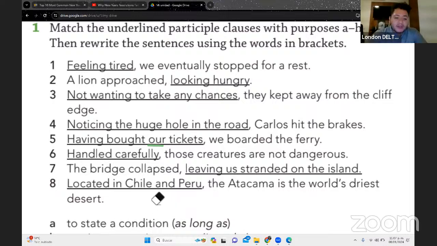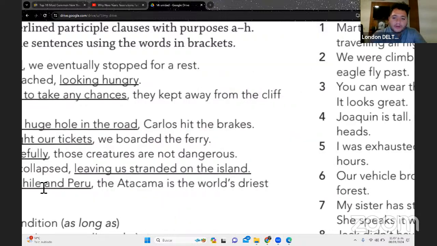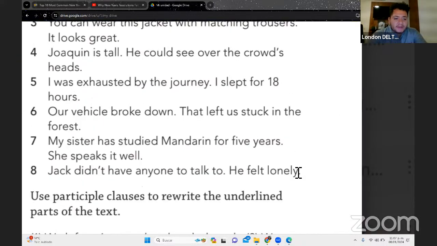The last one says, located in Chile and Peru, the Atacama is the world's driest desert. Localizado en Chile y Perú, el Atacama es el desierto más seco del mundo. Located in Chile and Peru. Okay. Very well. So, now we have the next thing.